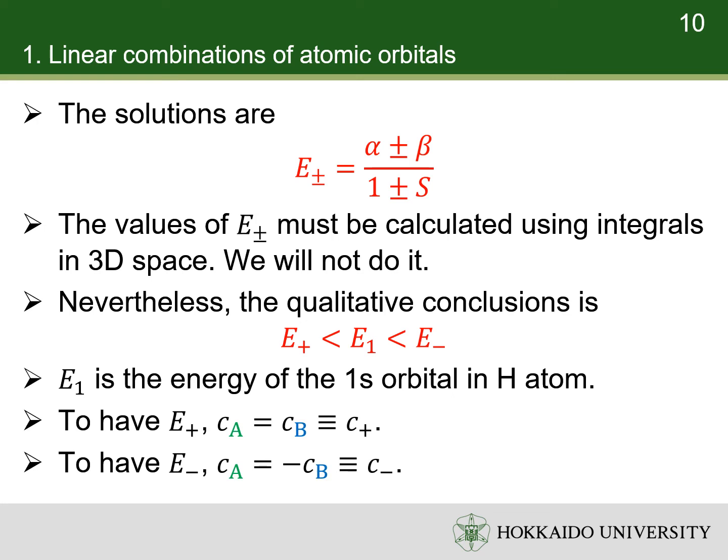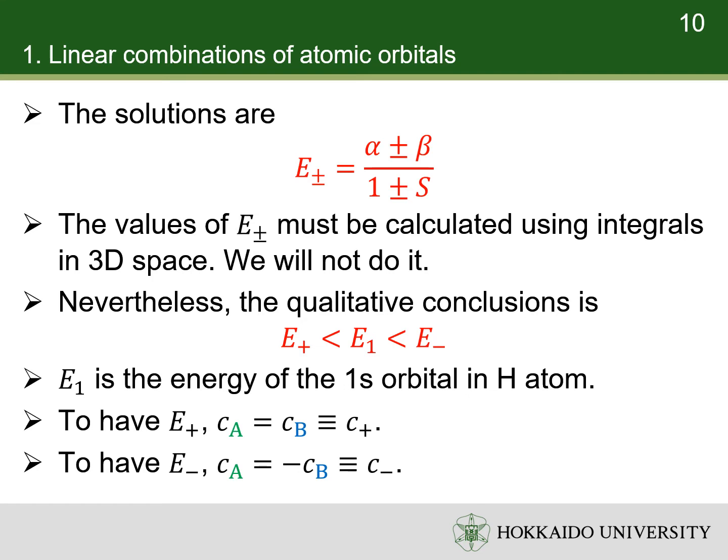This quadratic equation has two solutions. They are denoted by plus and minus signs. Though we did not calculate the integrals, we already have qualitative conclusions. First, E plus is lower than the ground state energy of hydrogen atom. E minus is higher than the ground state energy of hydrogen atom.